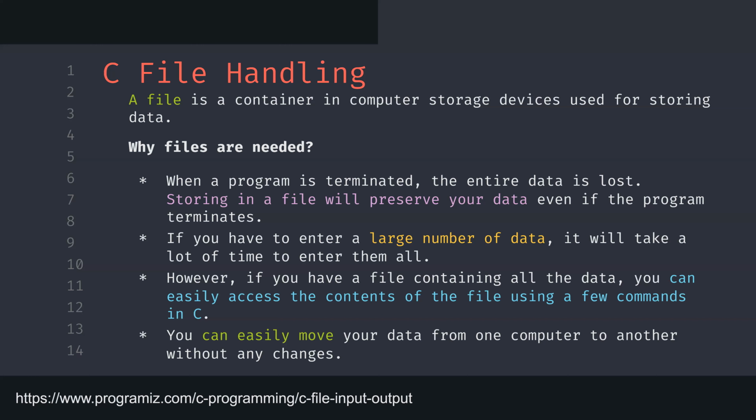So here, what we need to know is what a file is. As mentioned here, a file is a container storage device used for storing data. Right. So it is something that can hold several kinds of data: numerical data, words, anything. We can even store machine learning data in a file.